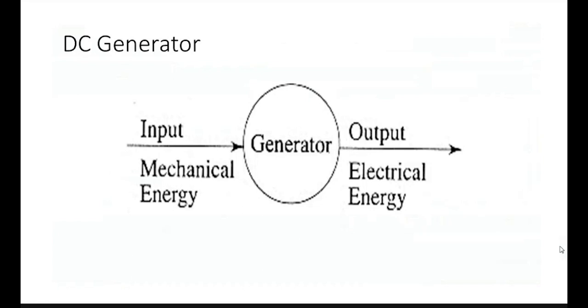Here is the block diagram representation. This is the generator. The input energy, mechanical energy, is given to the input, and an energy conversion process takes place inside the machine. It converts the mechanical energy into electrical energy. This is the output of the DC generator, a simple block diagram representation of a DC generator.